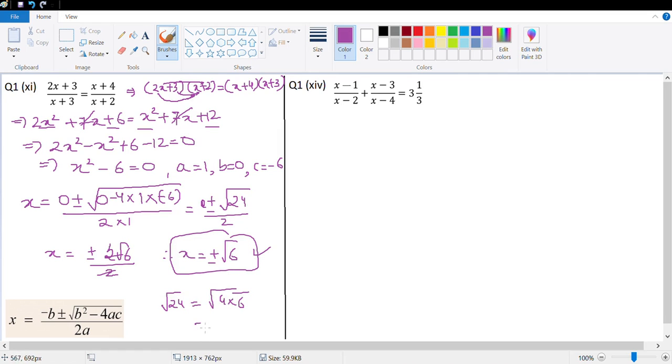All I had done was root 24 is equal to root 4 into 6. The square root of 4 is 2. So this is 2 root 6. Right. Good. Let's look at the next question. The next question is question number 1, part 14.